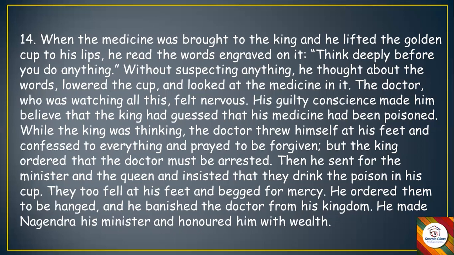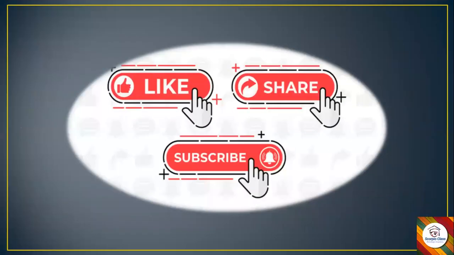Observing his father, he started selling wisdom, and it was liked by the king, and it saved his life. So he made him his minister in his court and honored him, gave him much wealth. So this is the story and it gets over here. I hope you like the story of how Nagendra became the minister of the king and was honored with much wealth. So with this we come to the end of the lesson and the video.